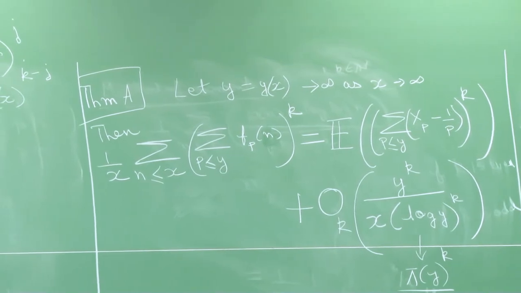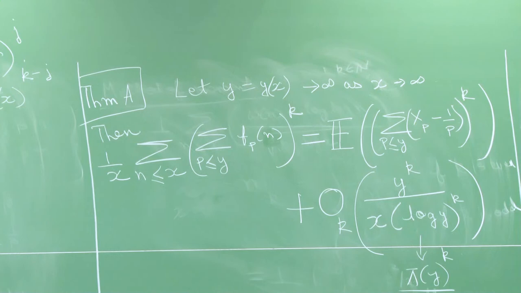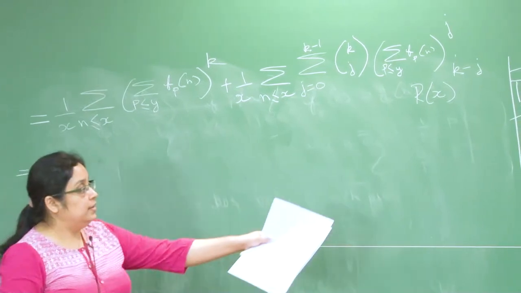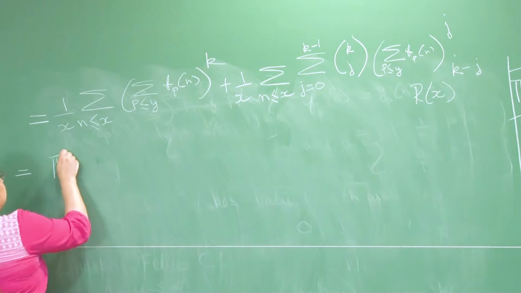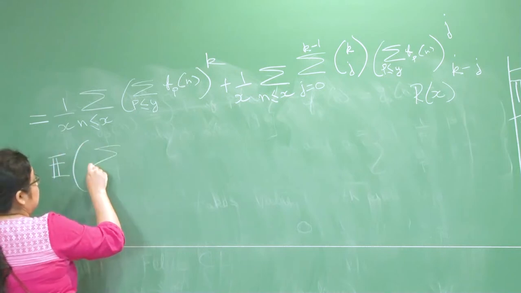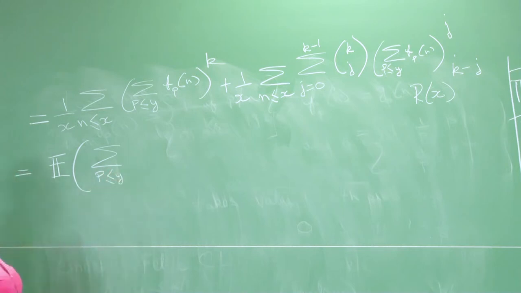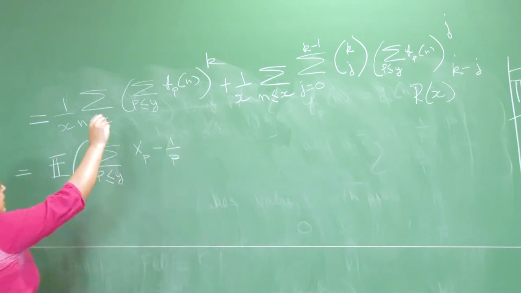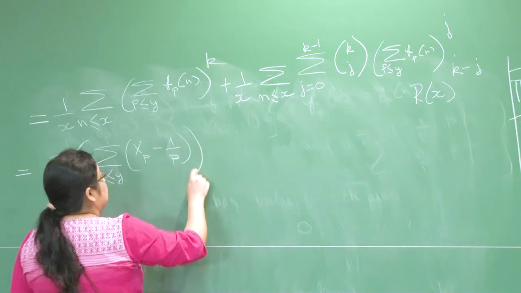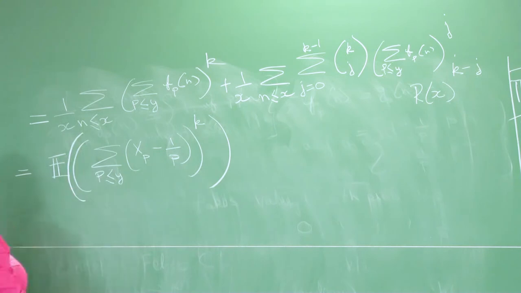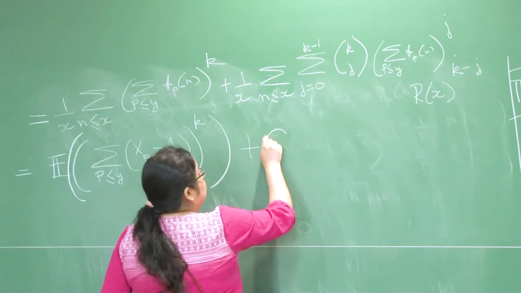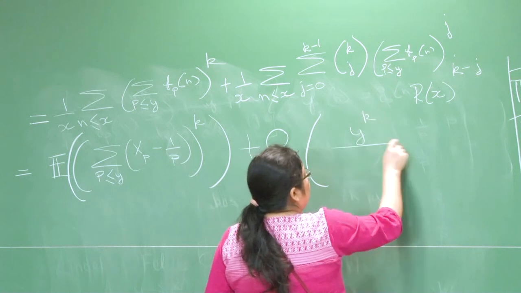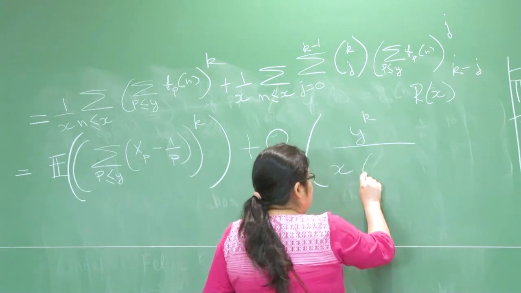So what is this now? With further simplification, what we do is the following. This is, of course, just by theorem A, we write this as the expected value of the sum over primes up to y, basically the kth power of this sum, plus O sub k of y raised to the k over x times log y raised to the k.